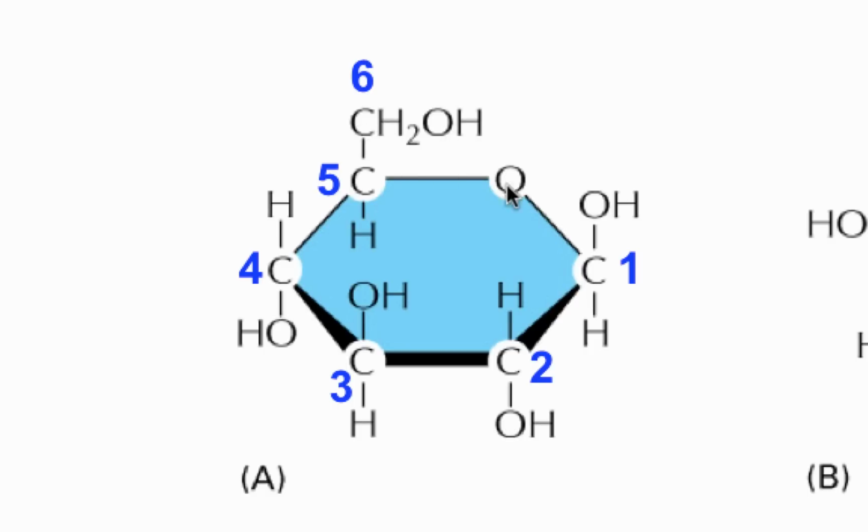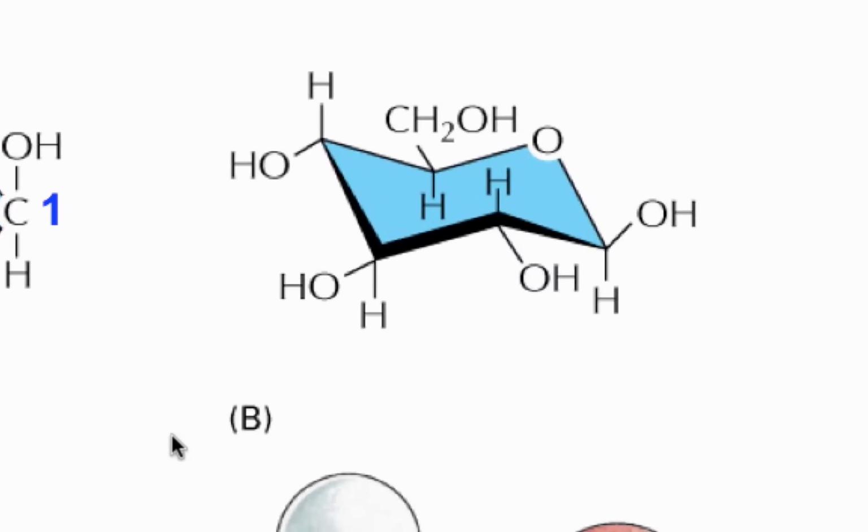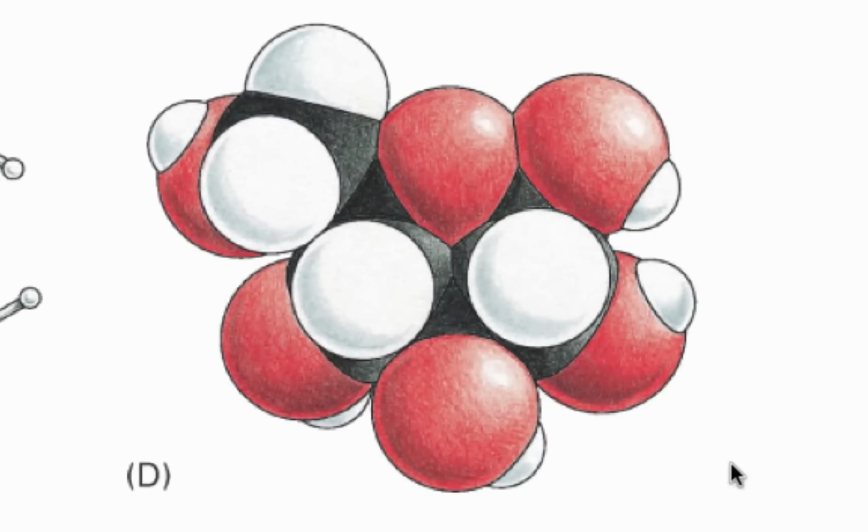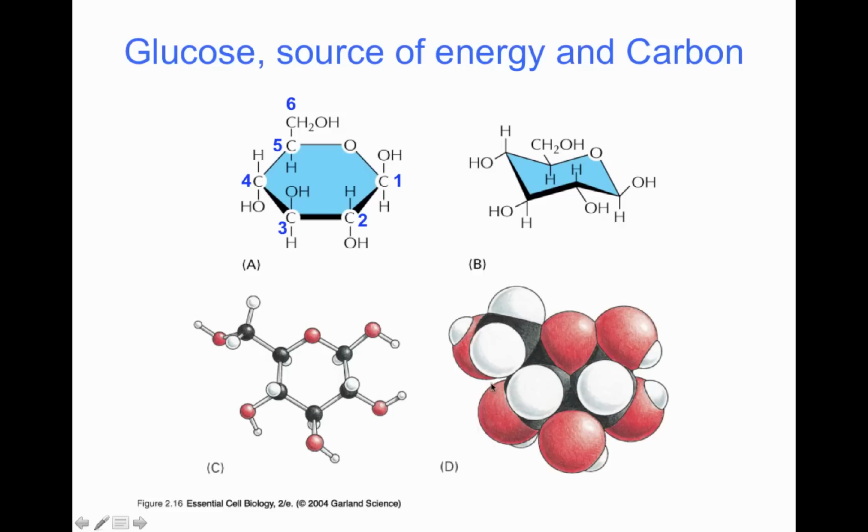Depending on the way that you depict the molecule, you can see it as a stoichiometrically moved ring. It's not a flat ring like a benzene ring, but it actually has geometry to it. And here at the bottom you have a stick figure of it, as well as a space fill model of the glucose molecule.